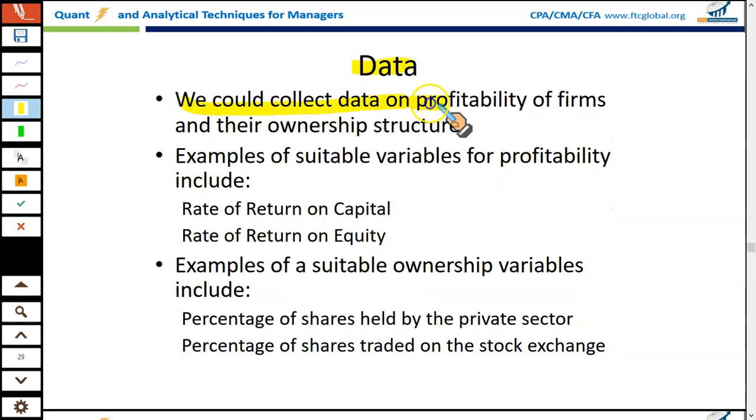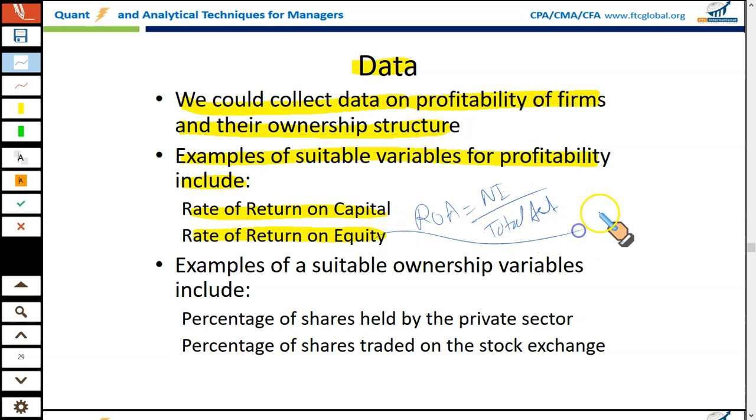We could collect data on profitability of firms and their ownership structure. Take 50, 100, 150, 200 firms, right? Examples of suitable variables for profitability include rate of return on capital or return on equity. These are the formulas we use. Return on capital, also called return on assets, is the net income generated by the capital deployed, which is the total assets, in other words. And return on equity, that is ROE, is net income expressed as a percentage of common equity. So these are the two measures of profitability. And we see if this profitability is correlated with the type of ownership.